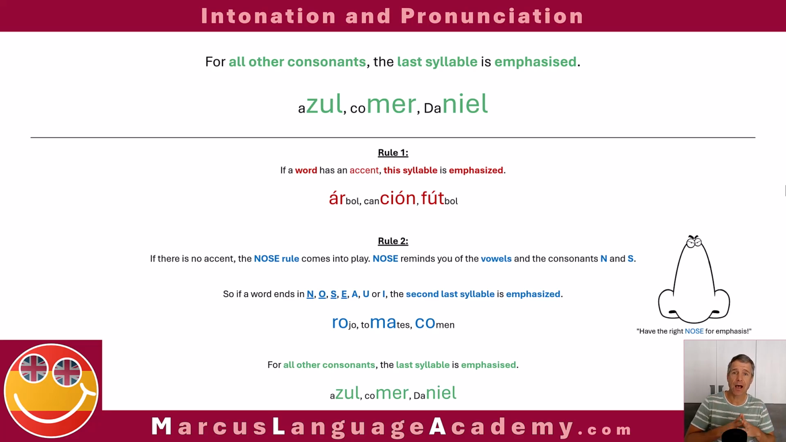And this is a little bit how the intonation works in Spanish. Quite nice, because we really have a rule: if it ends in a vowel, N or S, it's the second last, or if it's another consonant, it's the last, and if we want to change the rule, we put an accent. Okay, so have the right NOS for the intonation.